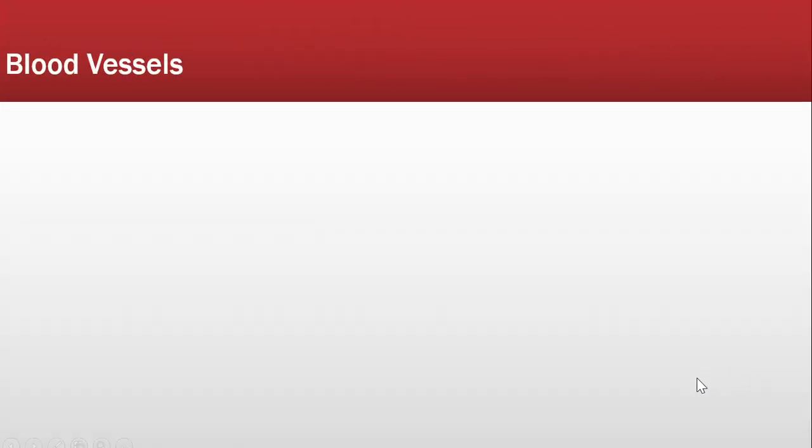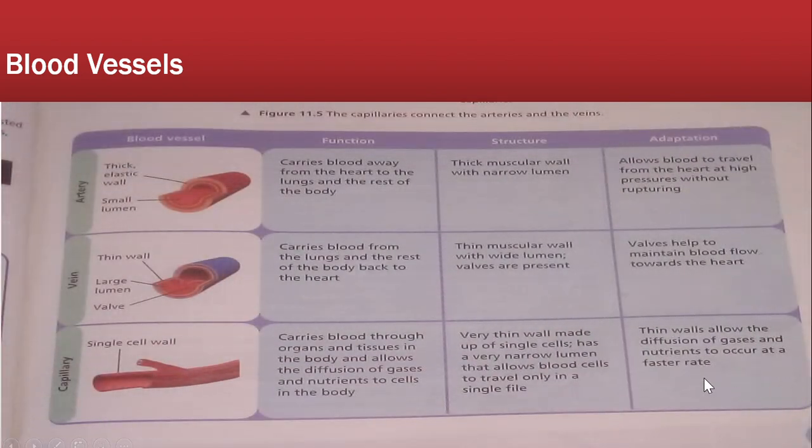So now let's learn about blood vessels. This picture is very clear. It has some columns and rows, and it is really clear to learn about the blood vessels. So arteries. In the first picture you can see a thick elastic wall and a small lumen. Lumen means the space in the middle here.